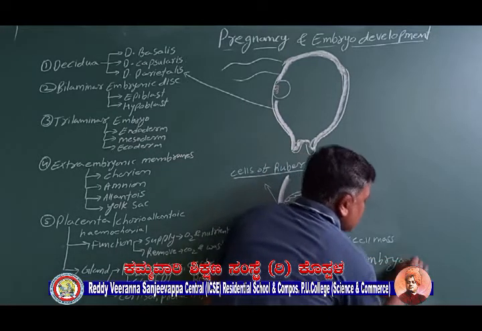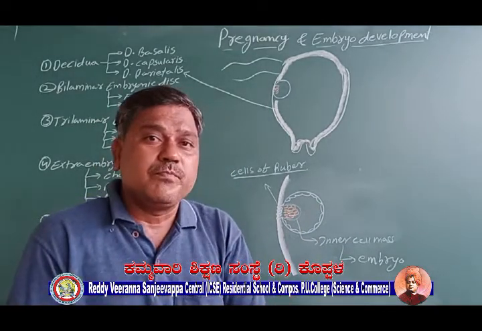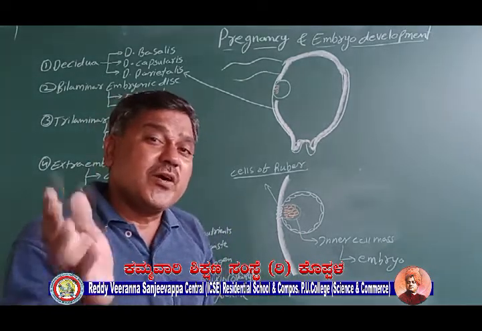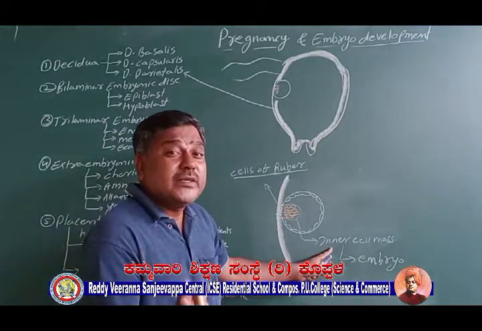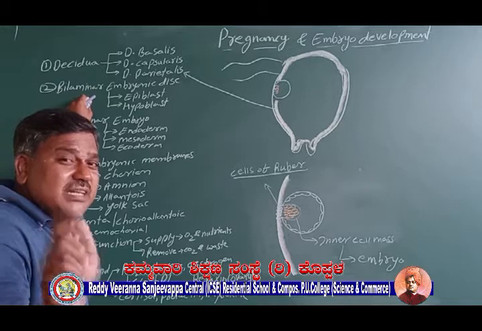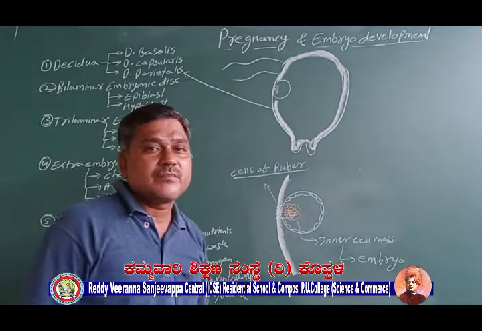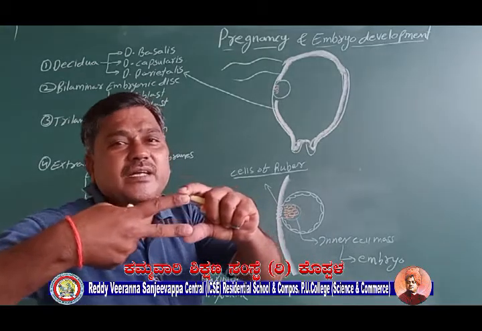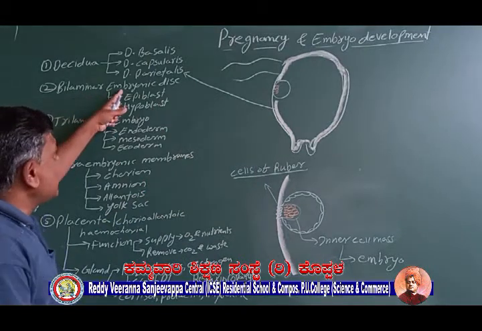So this embryo is formed from the inner cell mass. Inner cell mass gives rise to the embryo. Trophoblast cells lead to formation of the extraembryonic membrane. Clear? Now, how does the inner cell mass develop into the embryo? Initially this inner cell mass develops into a bilaminar embryonic disc. Bilaminar, a two-layer disc-shaped structure is formed. That's why it is called bilaminar embryonic disc.